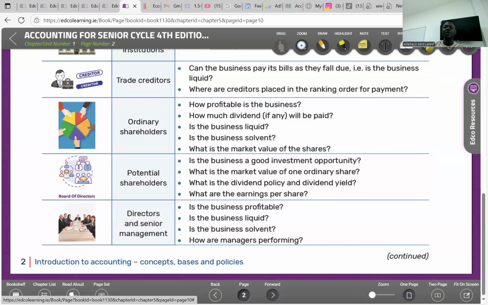For directors and senior management, they want to be sure that the business is profitable. They want to be sure that the business has liquid. They want to be sure that the business is solvent. And they want to be sure that also their performance is important. The directors want to know how well their managers are performing.